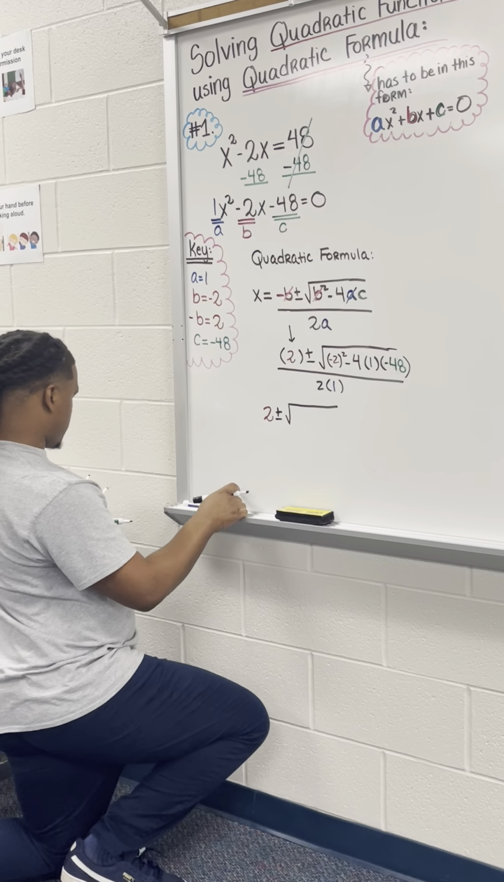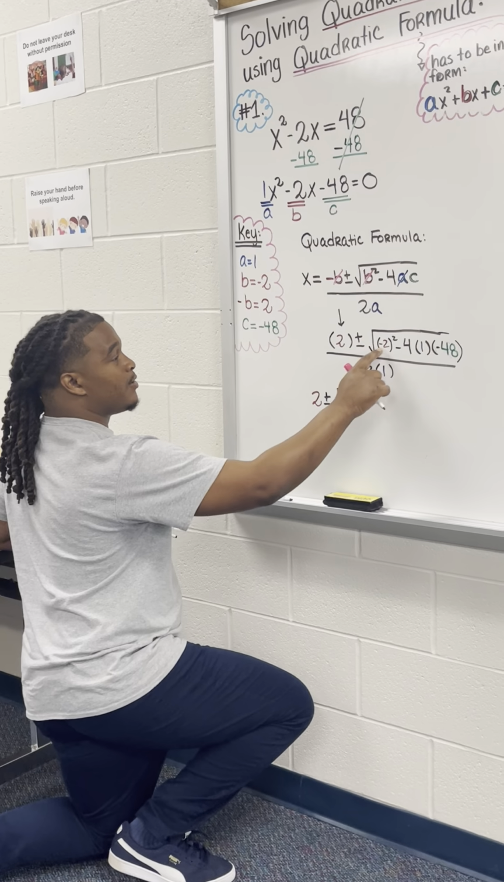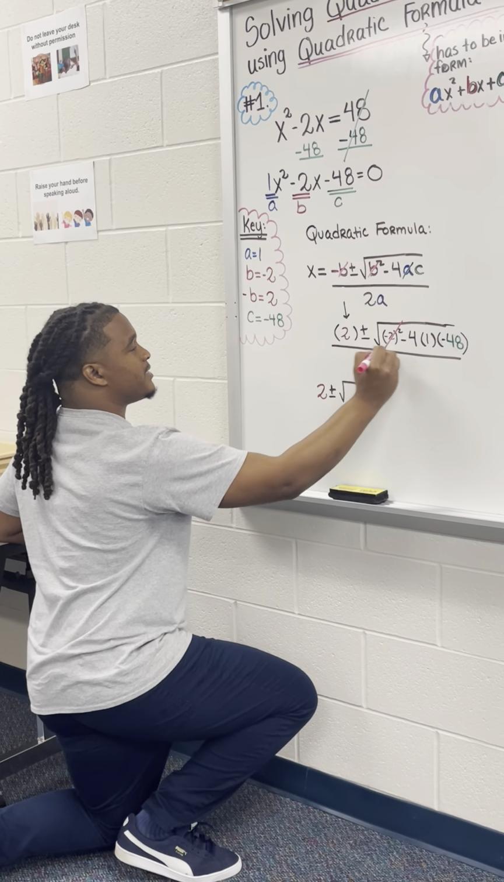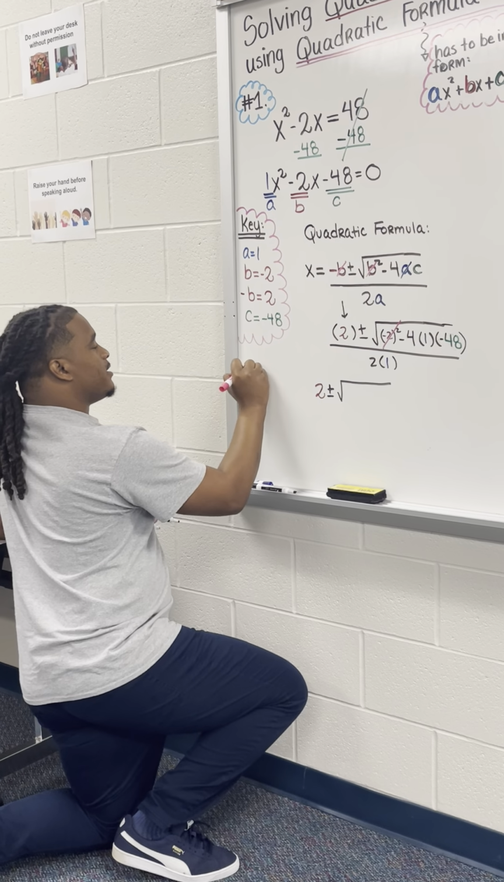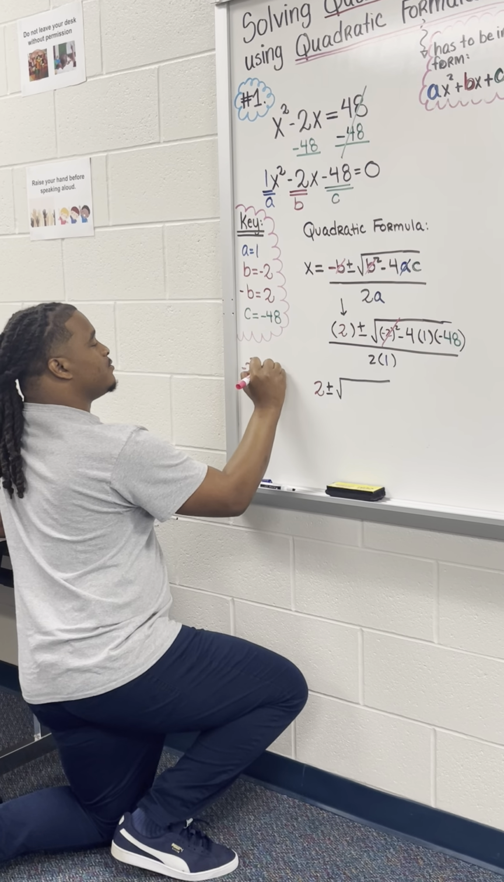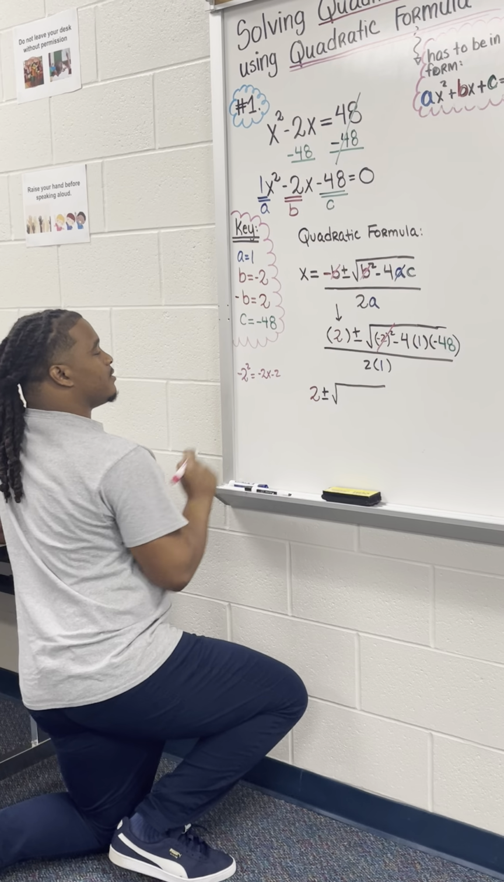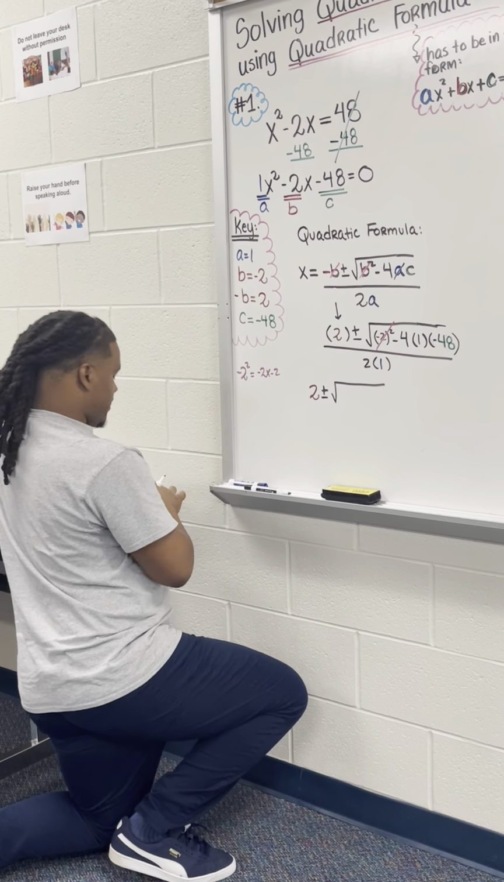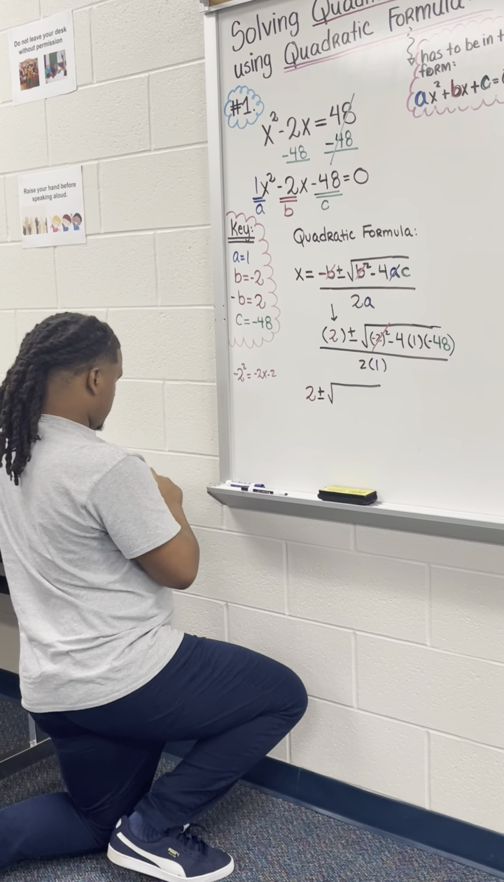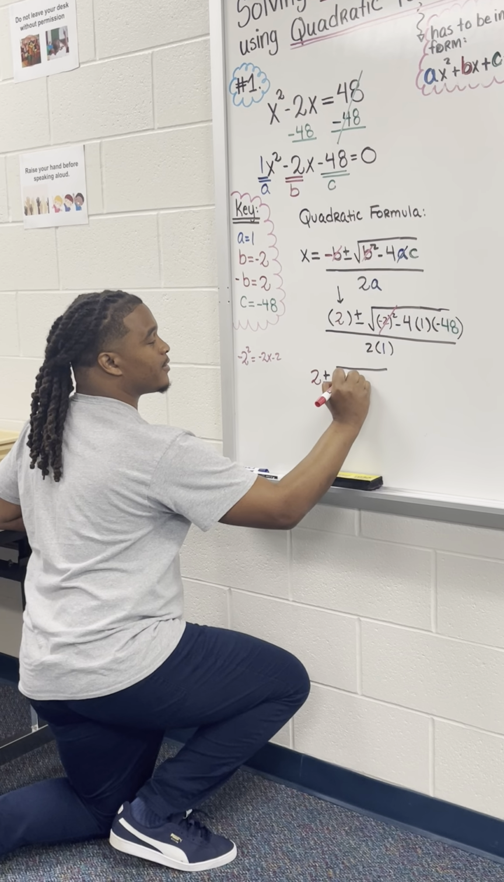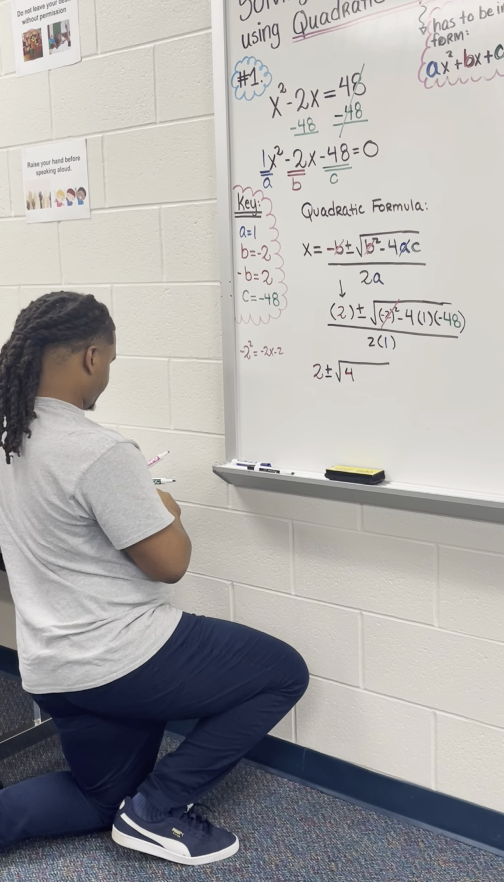Now I'm inside the square root, okay? Now a negative 2 squared, remember it's not saying negative 2 times 2. A negative 2 squared is saying negative 2 times a negative 2, okay? Two negatives multiplied together equals a positive. So that turns into a positive 4, okay?